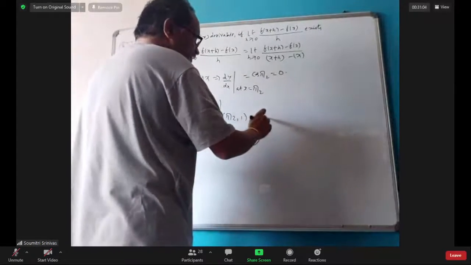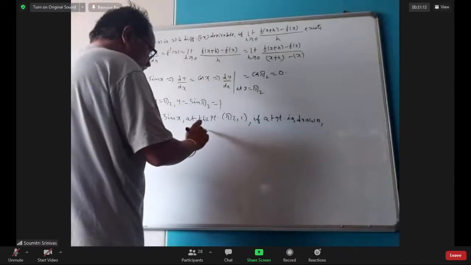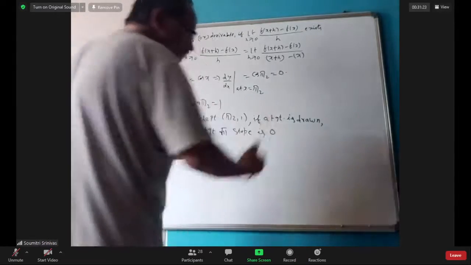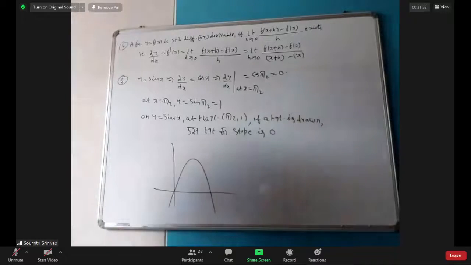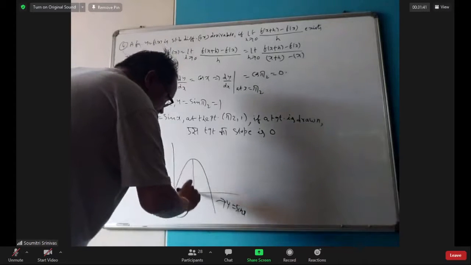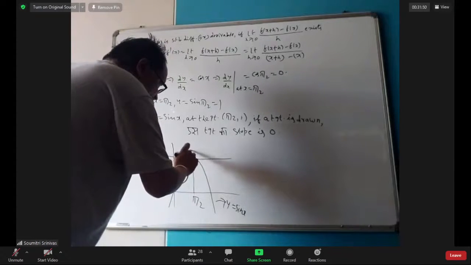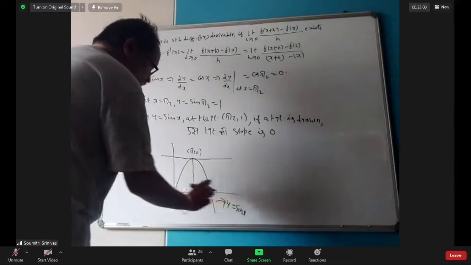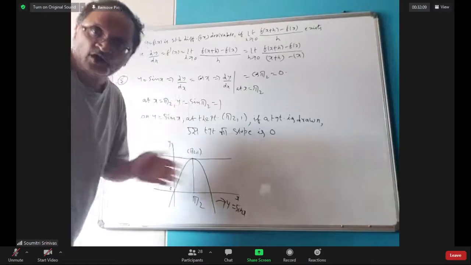If a tangent is drawn, the slope of that tangent is 0. Do you see? Take this curve as y is equal to sin x. What is this point? Pi by 2 comma 1. How is the tangent drawn? What do you mean by slope 0? Tangent is parallel to the x-axis. Copy this. Any doubts? Any questions?